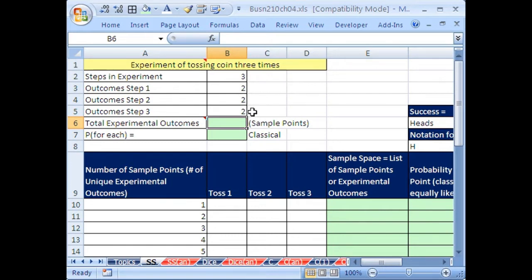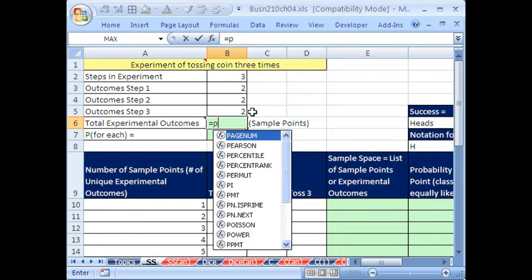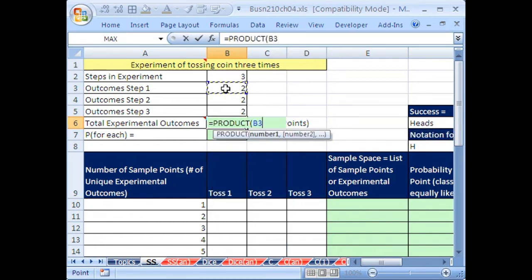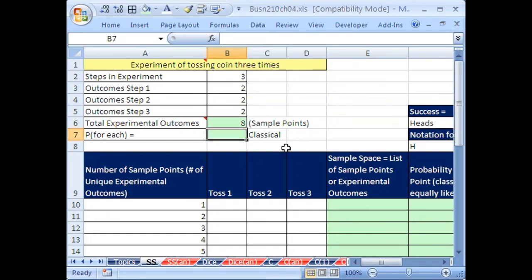Sometimes they're not. Here's one way to do this. We'll use the product function. The product function just takes all of the inputs as a range and multiplies them. So when I hit enter, I get 8. 8 total sample points in our sample space. Remember, the sample space is all of the sample points.